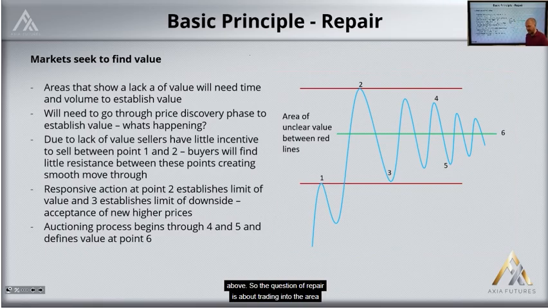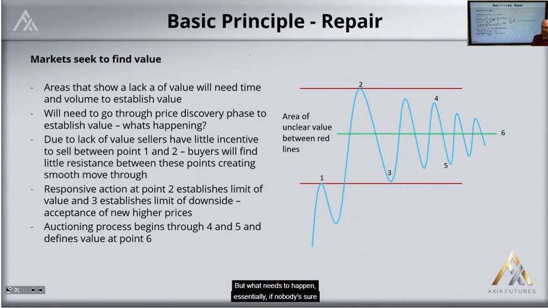So the question of repair is about trading into the area where it is unclear where value is, and then at that point you're looking for a responsive trade to work out how the market is going to repair an area. Now, repair doesn't have to happen in the same way every time. A market can repair a reference, and we'll talk about this with the poor highs, by trading through that point. If, let's say, you have a poor high up here that needs to be repaired, the market can trade through and trade straight the way back. This is repaired because we've now found out that there are no more buyers up here, and we'll talk about that a little bit more as we go forward.